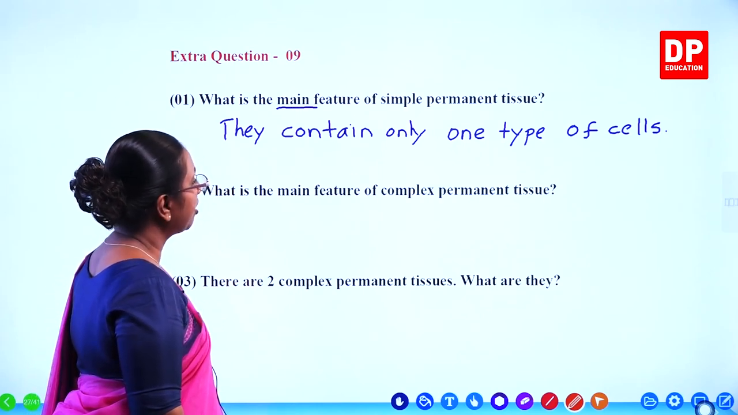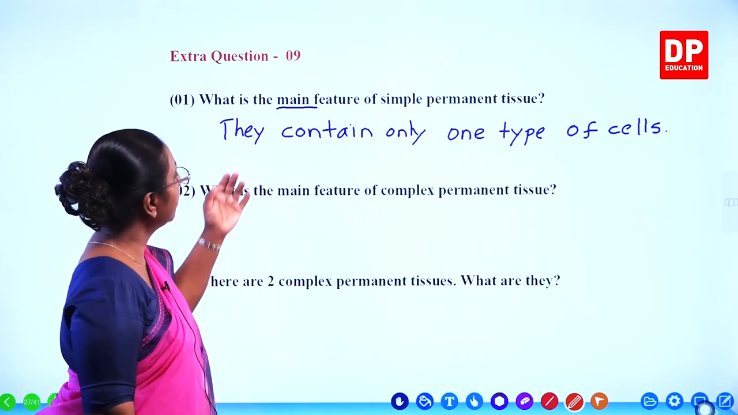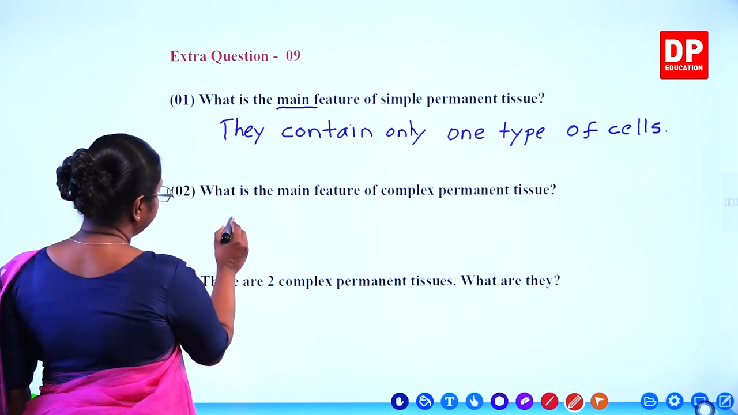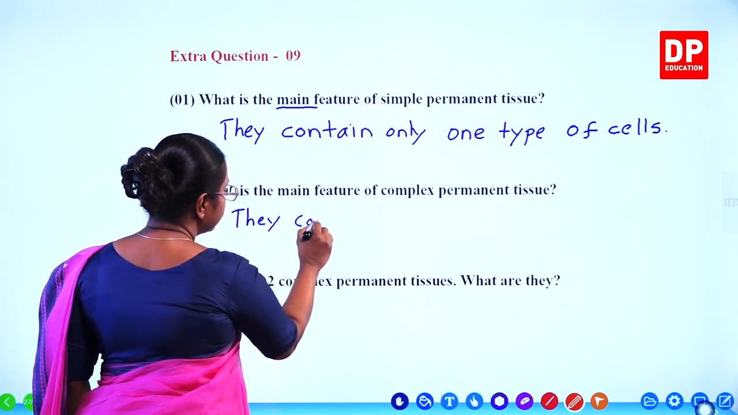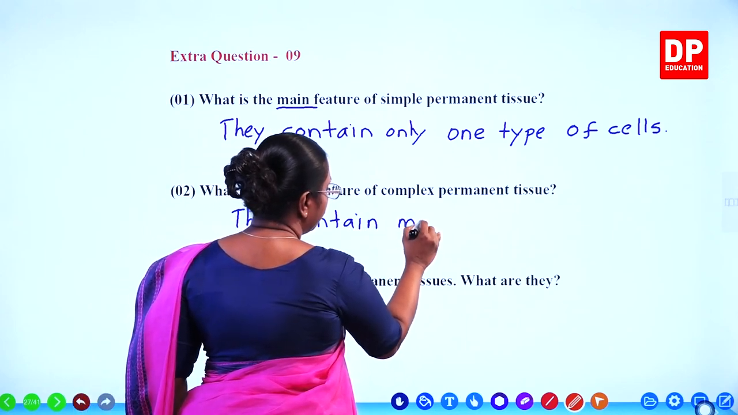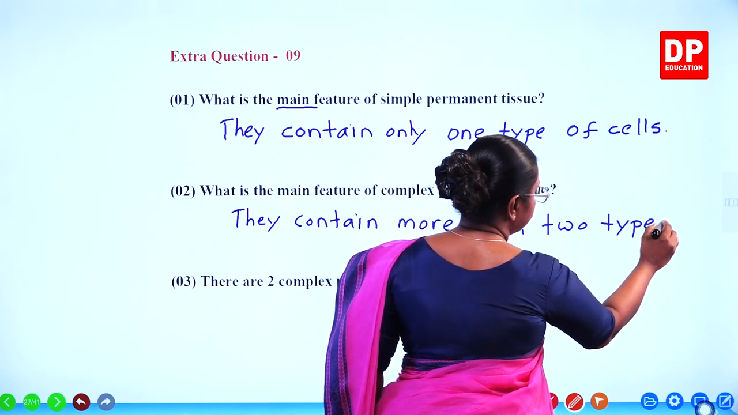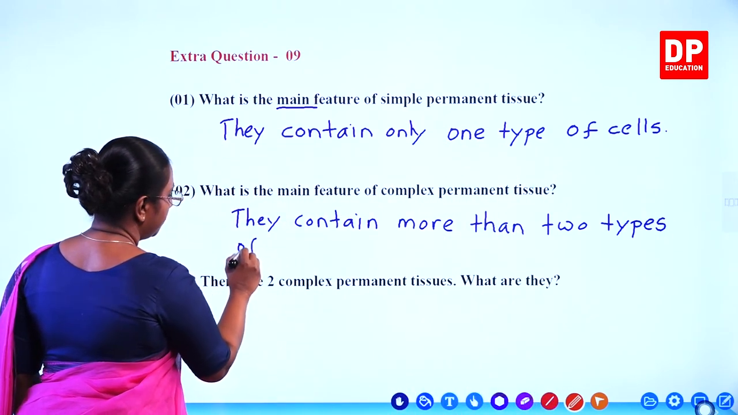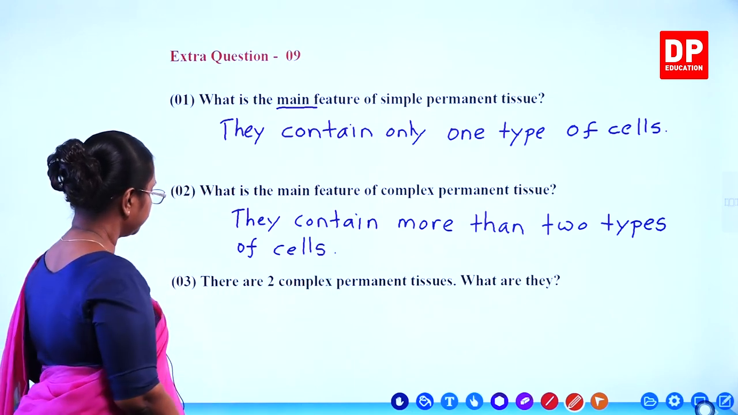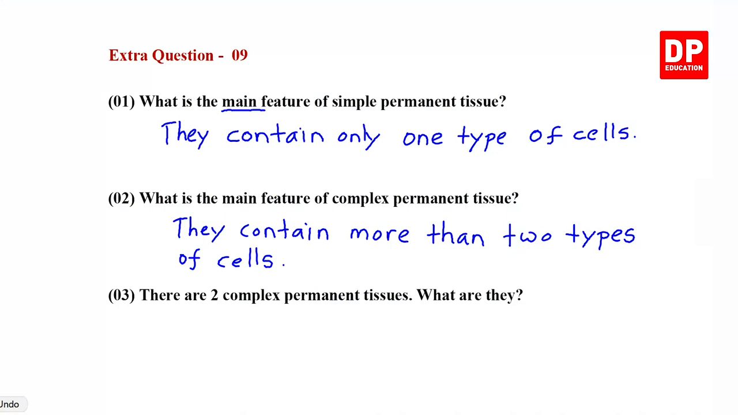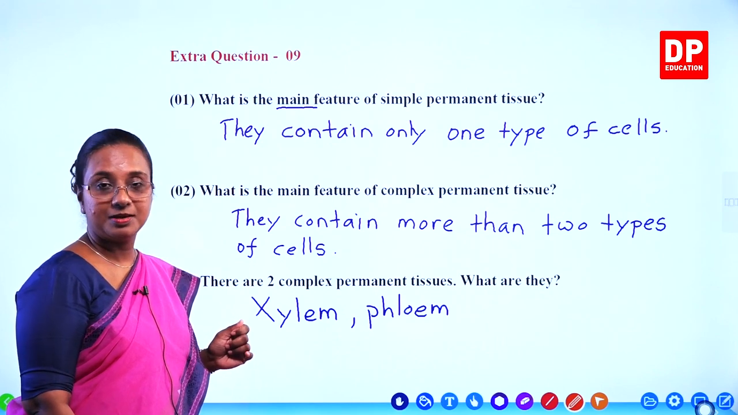What is the main feature of complex permanent tissue? That is the opposite of this. They have more than 2 types of cells in them. So here we can say they contain more than 2 types of cells. There are two complex permanent tissues. What are they? You know the answer. You would have got it correctly. Xylem and phloem. These two are the complex permanent tissues.